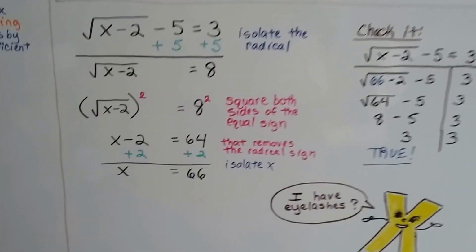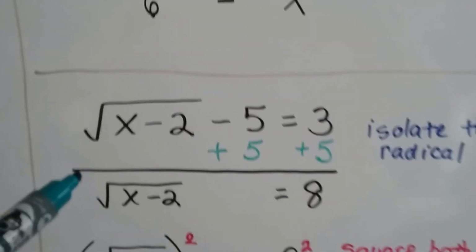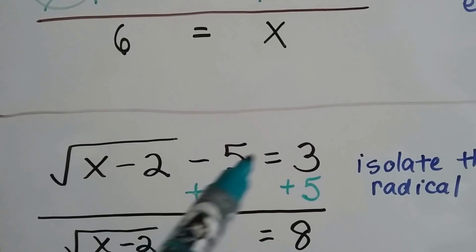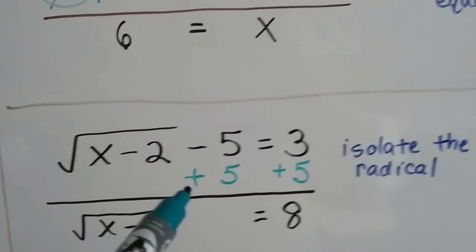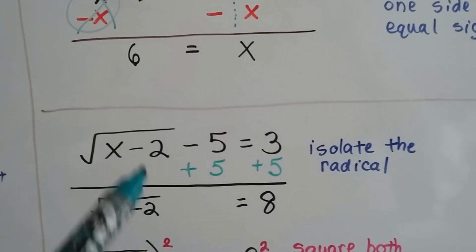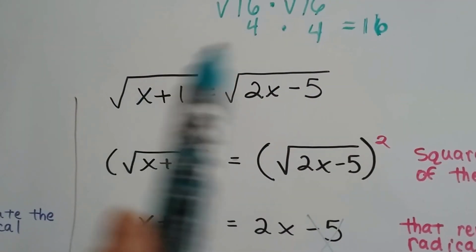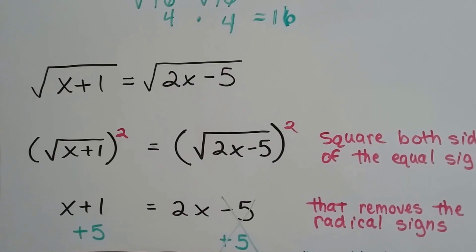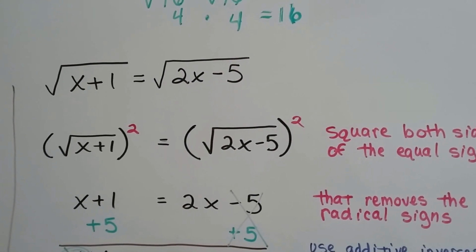So here's another one like the first one. We've got the square root of x minus 2, minus 5, equals 3. So the first thing we got to do is isolate the radical. When you see it like this, the first thing you do is isolate the radical. When you see radical signs on both sides of the equal sign, the first thing you do is square both sides. See? See the difference?